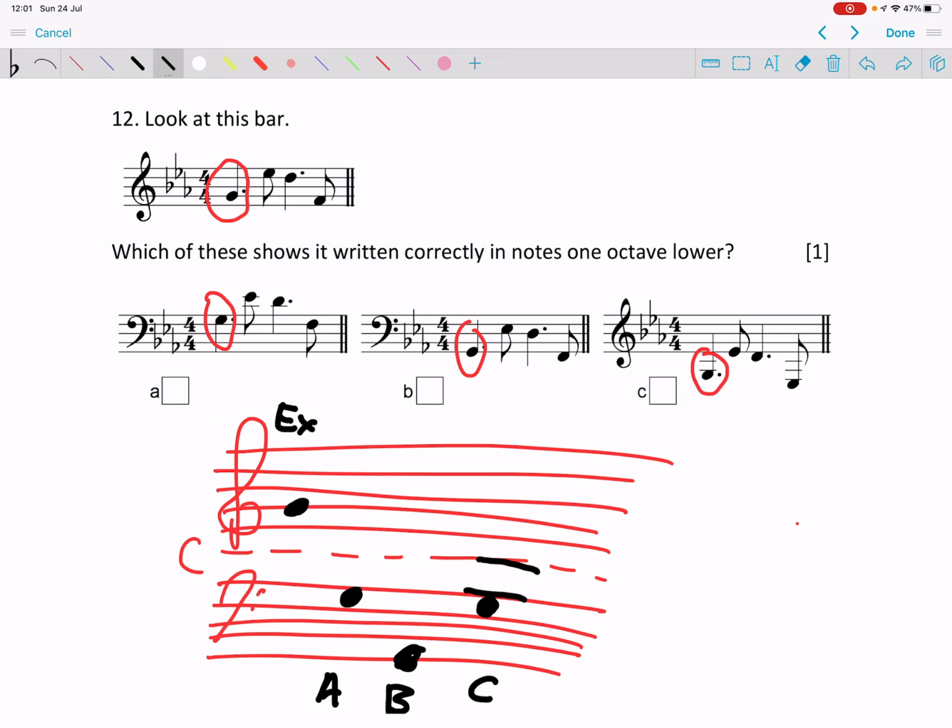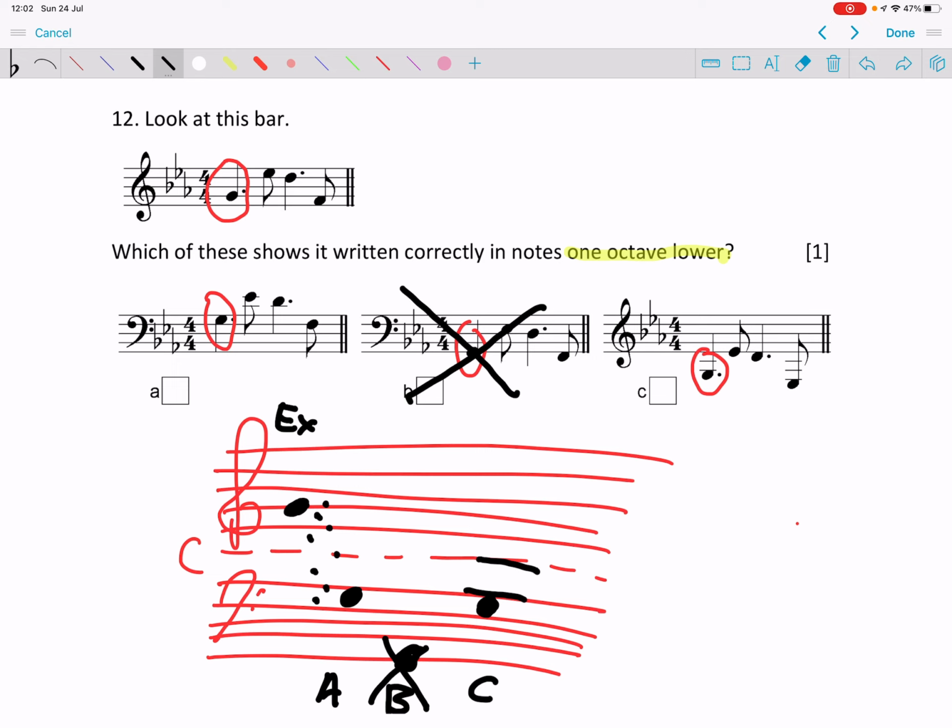Okay, now the next thing is to read the question again, which says, which of these shows the notes written correctly one octave lower? So we're going to need to find the example, and we're going to need to find the notes written one octave lower. So here we are here, 1, 2, 3, 4, 5, 6, 7, 8. Okay, so immediately I know it is not B. So we know it's not this one. But we have a problem because it could be A and it could be C.